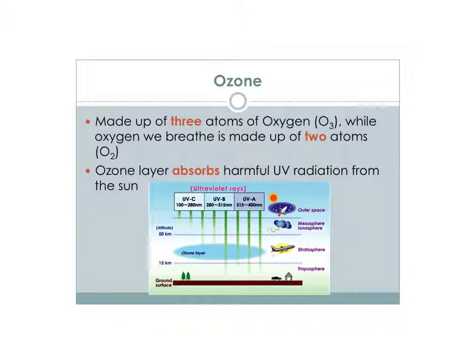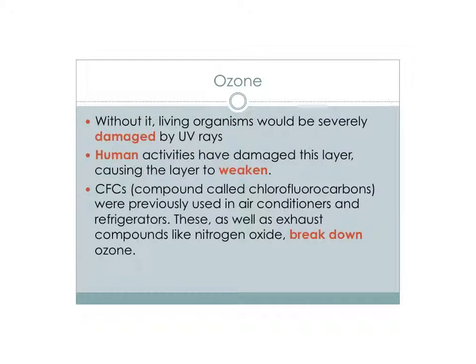UVC you're not going to see, because if you look at the graphic, you can see it doesn't go through the ozone layer or even really touches the stratosphere very well at all. So without ozone, living organisms would be severely damaged by these rays, and human activities have damaged this layer, causing it to weaken. And in fact, you may have heard before about a hole in the ozone layer that's developing over Antarctica.